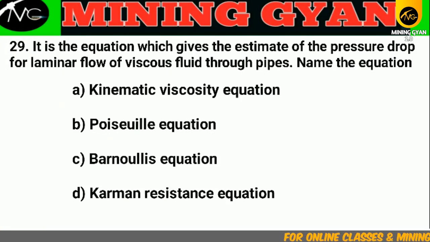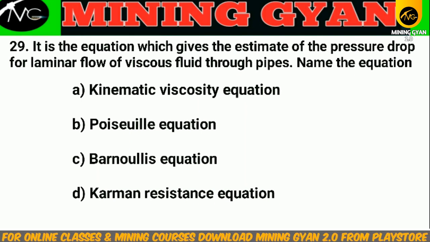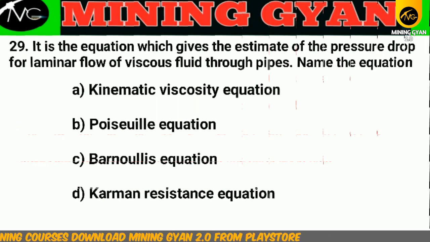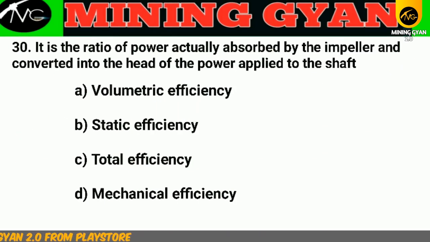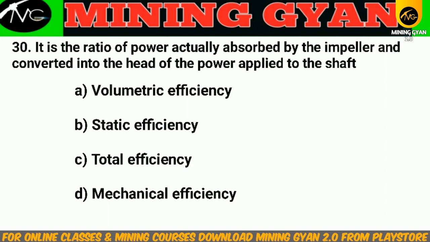Next question is, it is the equation which gives the estimates of the pressure drop for laminar flow of viscous fluid through pipes. Name the equation. A. Kinematic viscosity equation. B. Poiseuille equation. C. Bernoulli's equation. D. Karman's resistance equation. Right answer is B. Poiseuille equation. Next question is, it is the ratio of power actually absorbed by the impeller and converted into the head to power applied to the shaft. A. Volumetric efficiency. B. Static efficiency. C. Total efficiency. D. Mechanical efficiency. Right answer is D. Mechanical efficiency.